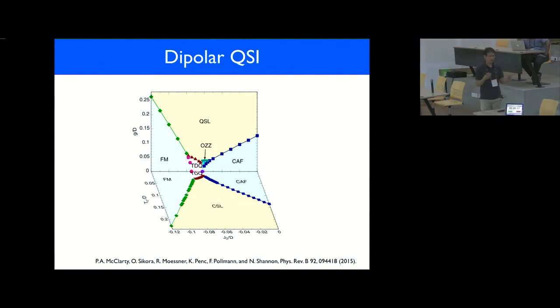So we are actually now playing the same game, but in the quantum spin ice. And we do see some signature of this half-polarized state. So that's my talk. Thank you.